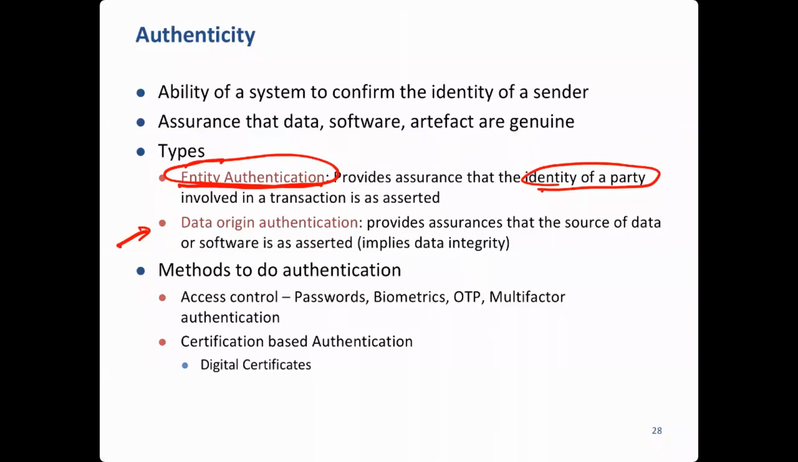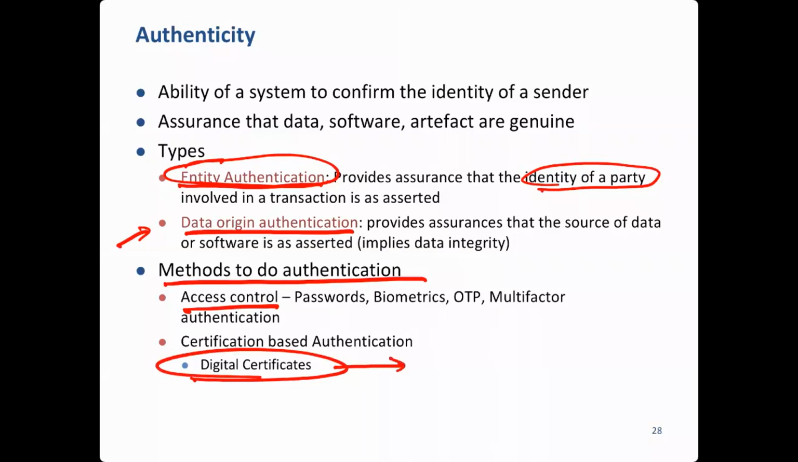And then there is data origin authentication. Right, on the internet we require data origin authentication: whether the IP packets are actually coming from the source they are supposed to come from, right? Okay. All right, and there are various methods to achieve authentication, like access control and digital certificates, which we'll study later. Also, we'll study all these access control mechanisms possibly in the next class.